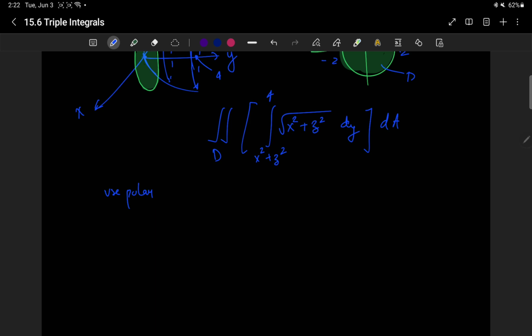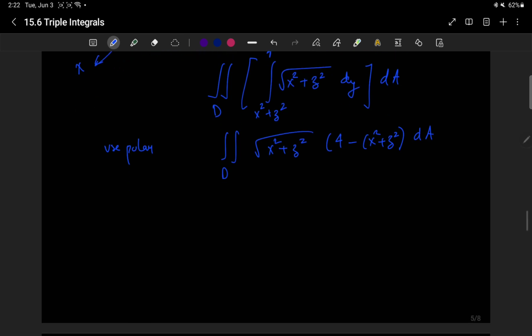If we use polar coordinates, here's what happens. When you do the integration, this is just going to be the square root of x squared plus z squared, and then 4 minus x squared plus z squared dA over D. Converting this, you get 4 minus r squared. You get an r, you get r dr d theta. And you get r going from 0 to 2, theta from 0 to 2 pi.